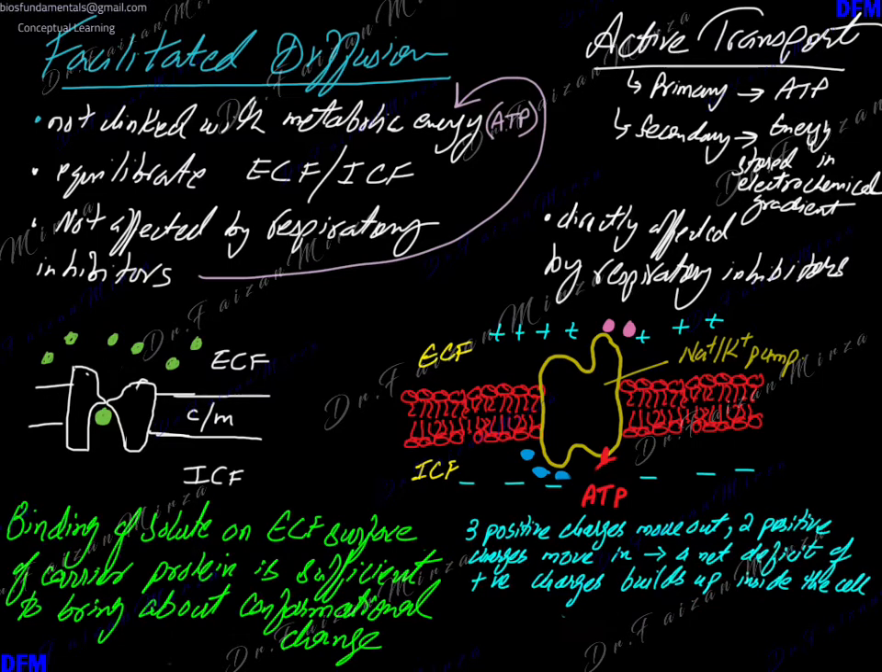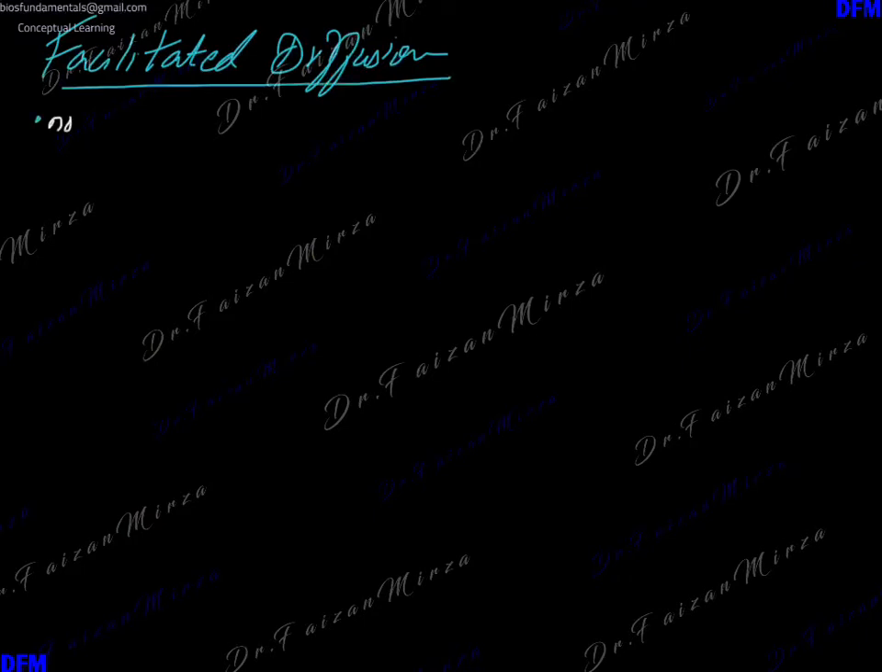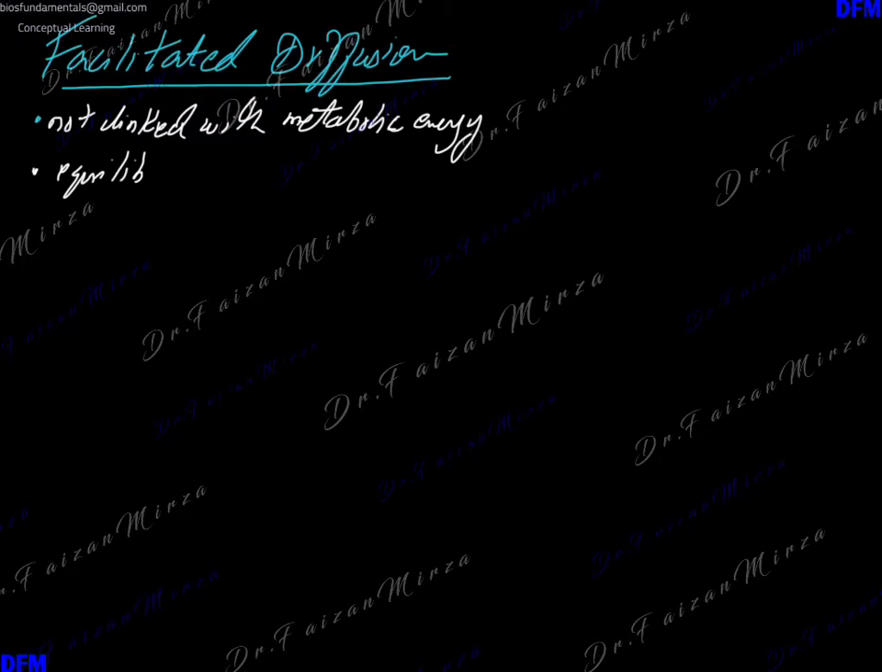So what's facilitated diffusion? Diffusion, as you know, is occurring down the gradient. Facilitated diffusion is basically a type of diffusion where a mediated transport is involved. Mediated transport means that a protein, which is a channel protein or a carrier protein, will be involved in moving the substance down the gradient. This type of transport is not linked with metabolic energy. It is involved in equilibrating the solute concentration in ECF and ICF.